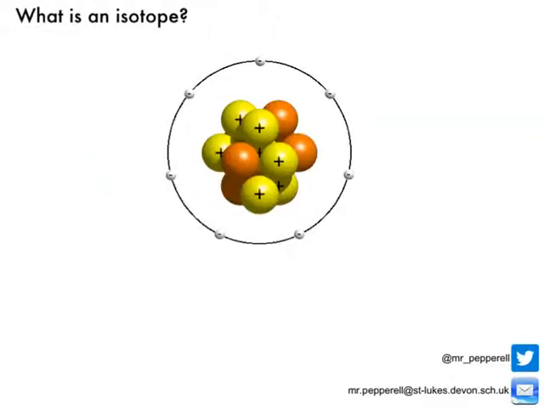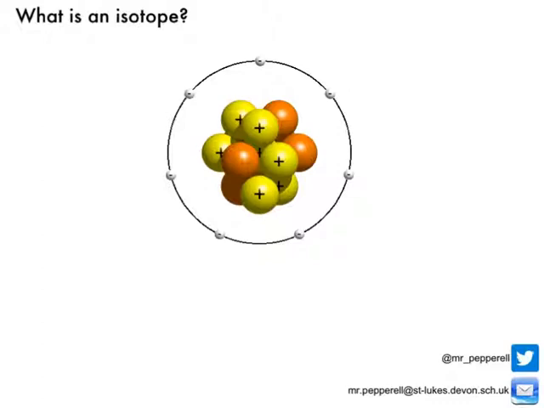So firstly, let's just remind ourselves, as we all know, atoms are neutrally charged. They've got the same number of positively charged protons as they have negatively charged electrons. The neutrons, shown here in orange, have got no charge at all. So overall, the atom has got neither more positives or more negatives, so it's neutrally charged.